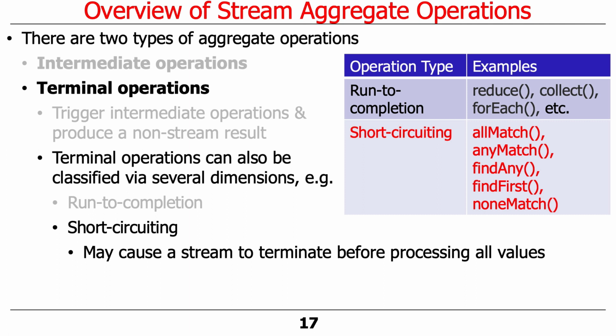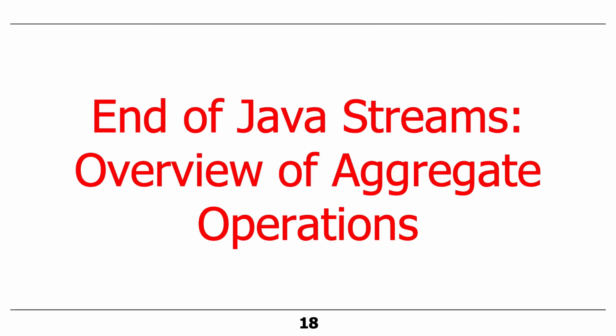For example, if you use findFirst, the first one you find, you're done. Likewise, allMatch, the first element that doesn't match, you're done, and so on and so forth. So those are examples of short-circuiting terminal operations. So that was our quick overview of aggregate operations.